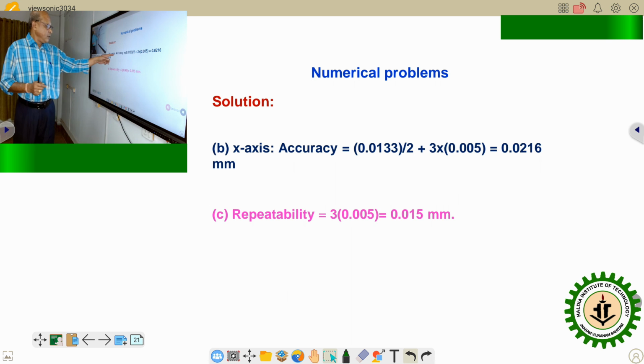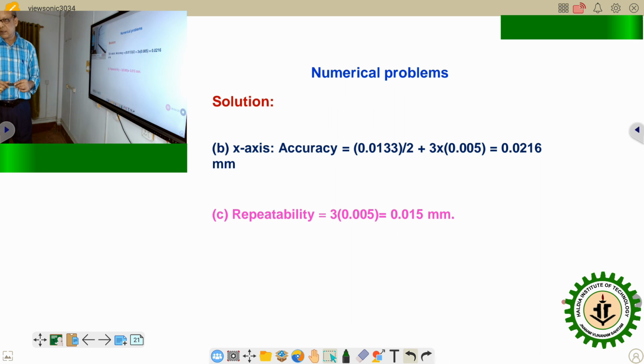So accuracy: once we set 0.0133 as the final system resolution or the control resolution, the accuracy will be calculated based on that particular CR. So out of these two, I have selected 0.0133 by 2, and sigma given in this problem is 0.005. So plus 3 sigma, this will yield 0.0216, and repeatability as before, simply 3 sigma.